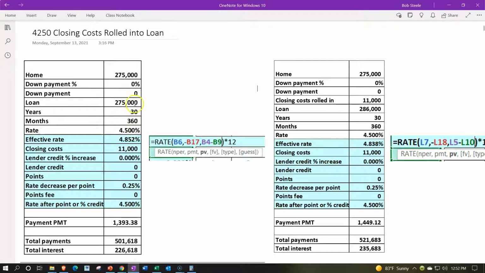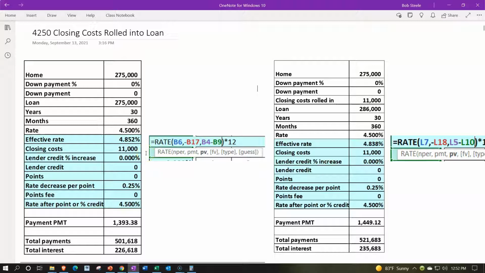You're receiving the $275,000. You're not getting it in cash, but you can imagine getting it and then paying it to the seller for the home, and then you're paying out up front the $11,000. So that's going to be the difference between the two, the net outflow and net inflow up front, right? The $275,000 minus the $11,000. Taking that entire thing, which would be a monthly rate, multiplying it by 12, gives us the 4.852% effective rate.